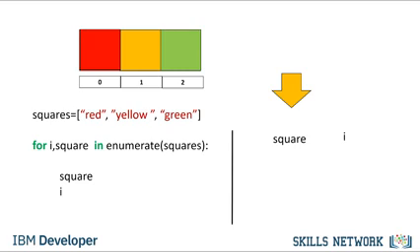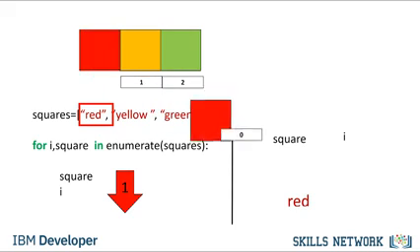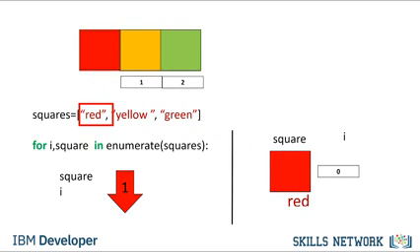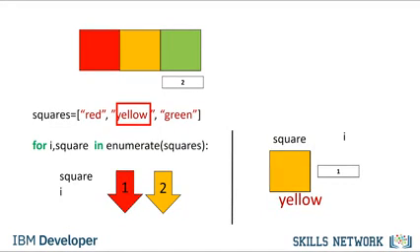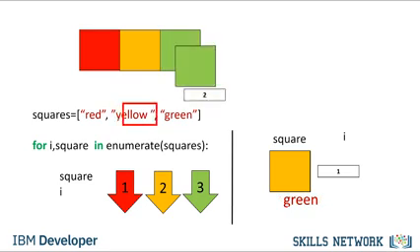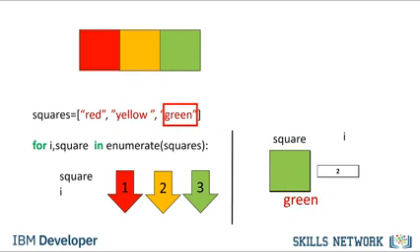Let's use the left part of the screen to display the different values of the variable square, and i for the various iterations of the loop. For the first iteration, the value of the variable is red, corresponding to the 0th index, and the value for i is 0. For the second iteration, the value of the variable square is yellow, and the value of i corresponds to its index, i.e. 1. We repeat the process for the last index.